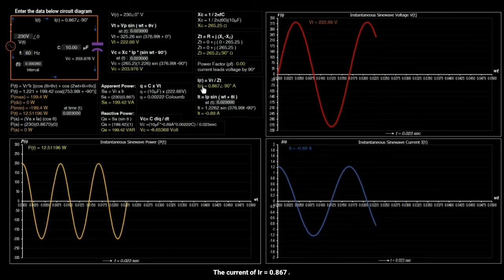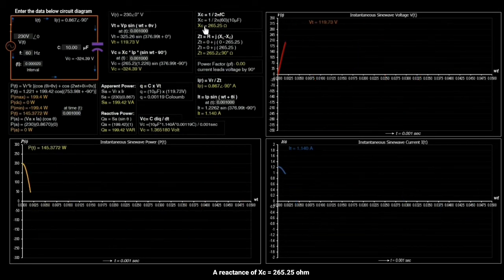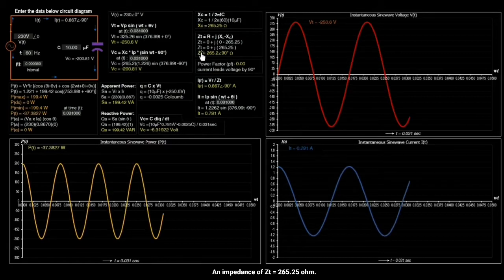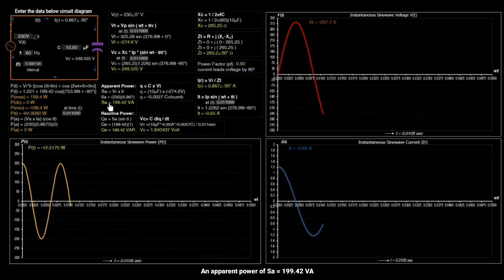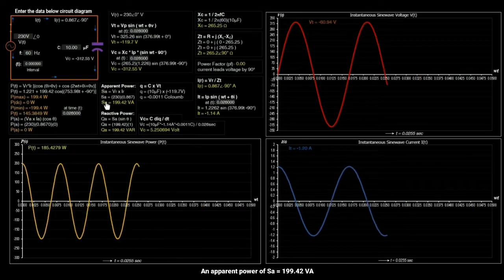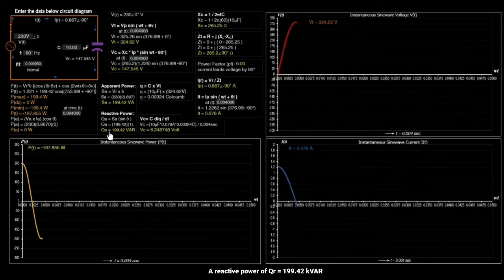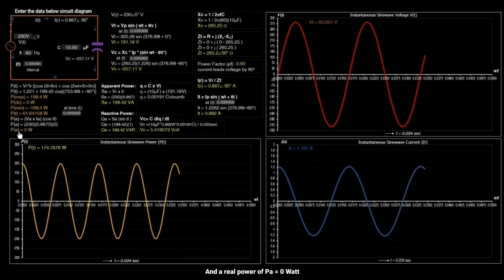The current of 0.867 ampere, a reactance of 265.25 ohm, an impedance of 265.25 ohm, an apparent power of 199.42 volt ampere, a reactive power of 199.42 volt ampere reactive, and a real power of 0 watts.